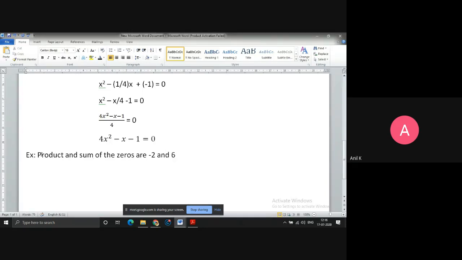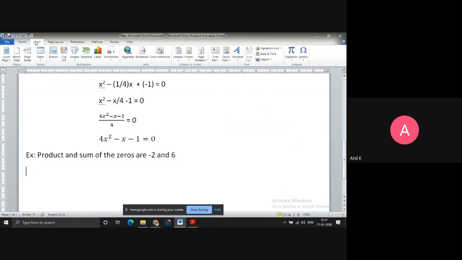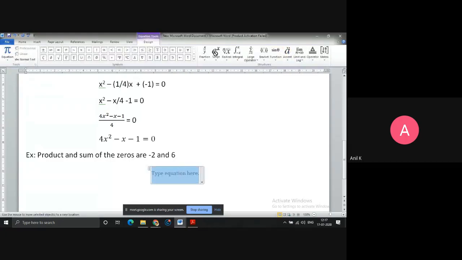Okay, so here product is given first and sum is given. So your product is going to be minus 2 and sum is going to be 6. So what will be your equation is going to be x square minus 6x minus 2. Okay, so generally they twist the question to confuse the children, okay?